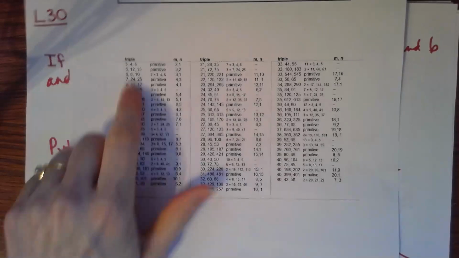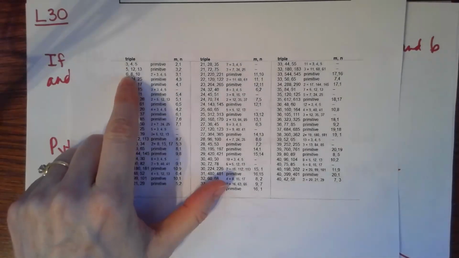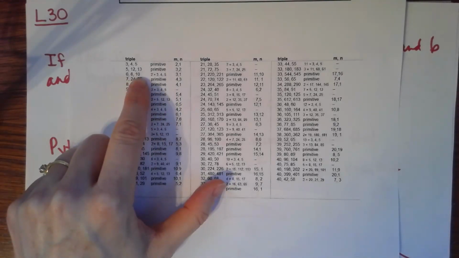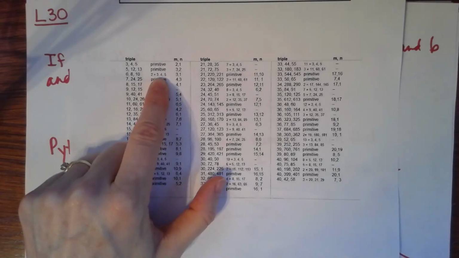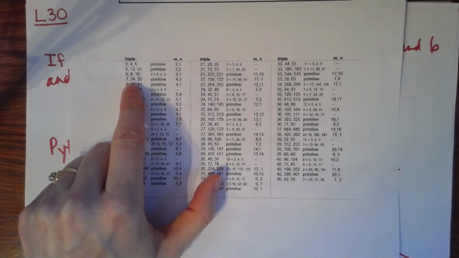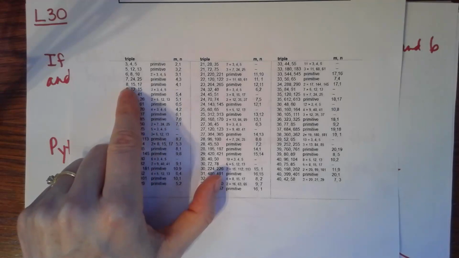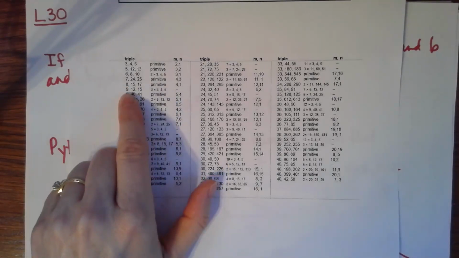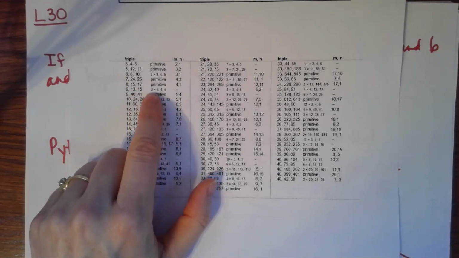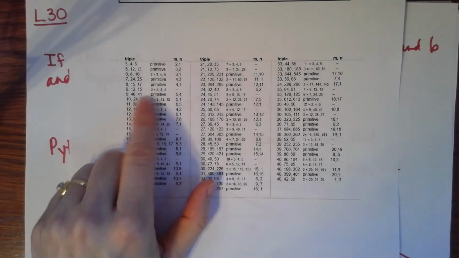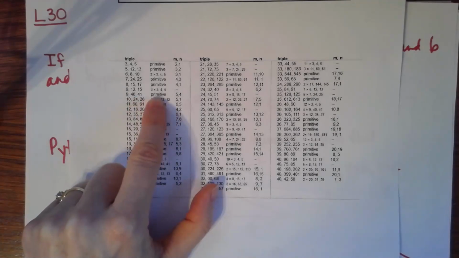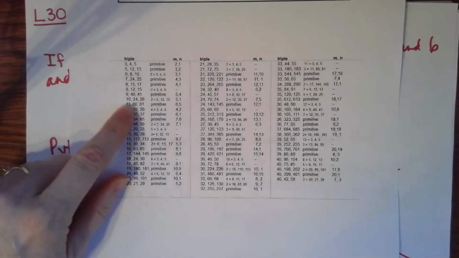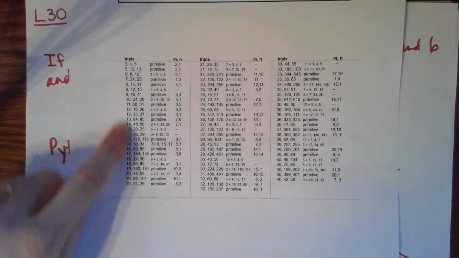This one has a 3 in it. Then 5, 12, 13 is a primitive. 6, 8, 10 tells you this is doubling the primitive triple 3, 4, 5. Then 7, 24, 25 is a primitive. 8, 15, 17 is a primitive. 9, 12, 15 we got by tripling the 3, 4, 5. There's another one that has the number 9 in it: 9, 40, 41. That's a primitive. Notice this is going up in order.